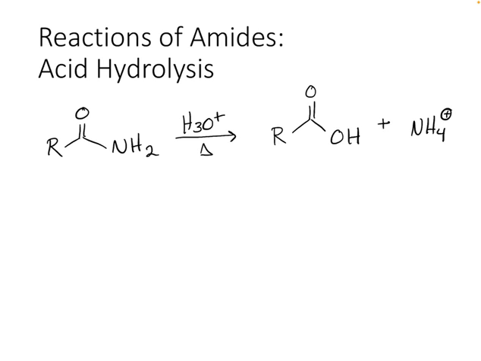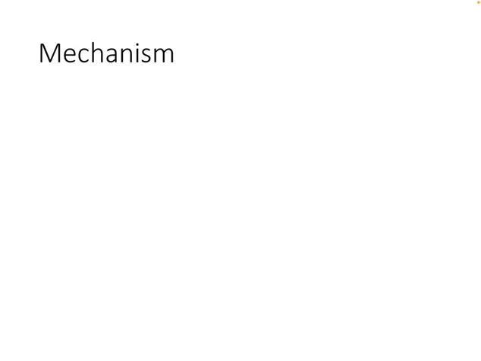Now, the reason why we don't form ammonia is because this is an acidic hydrolysis. So that nitrogen wants to grab onto another proton. So then we end up with NH4 instead of NH3. But let's look at the mechanism for this reaction.